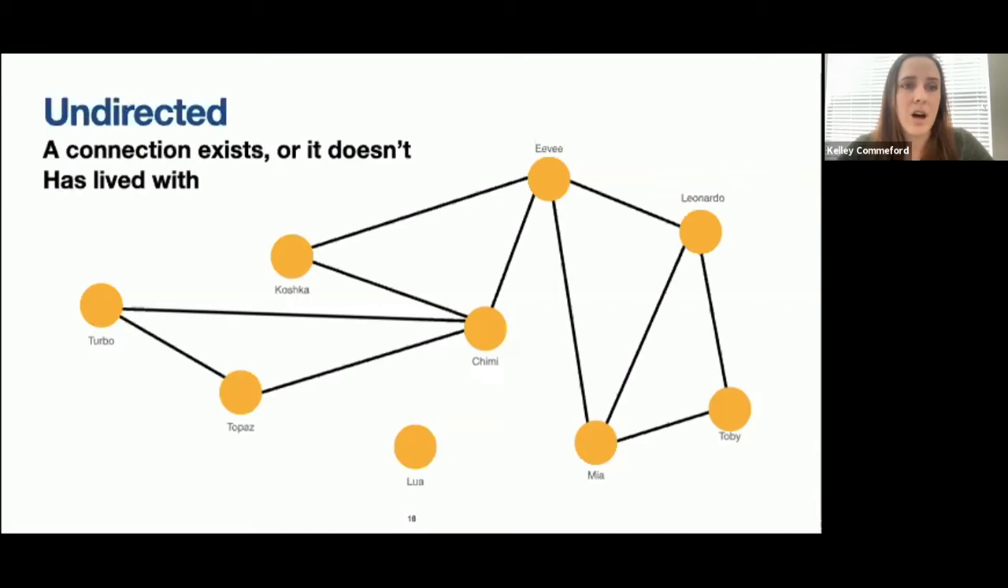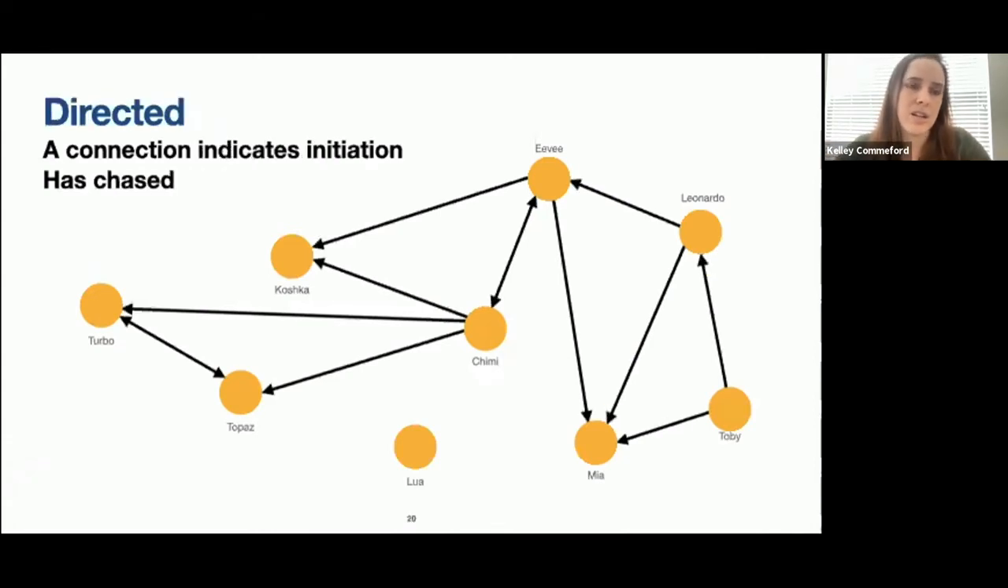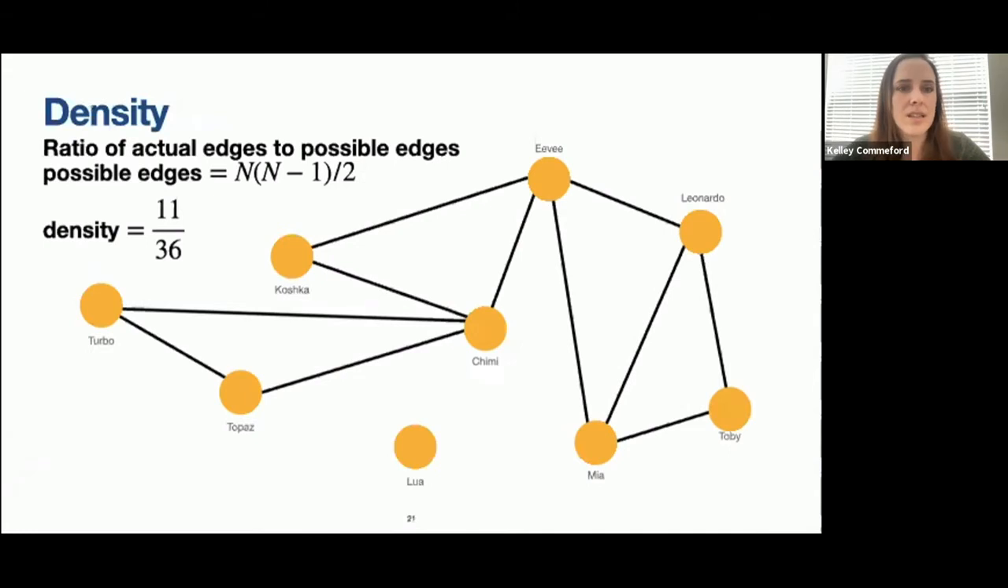These networks can be undirected, where the connection either exists or it doesn't. The cats lived together. Or it can be directed, where that connection indicates who initiated it. So "has chased" is an example because there's very clearly one cat doing the chasing. There's a directionality to it. We can then talk about the density of the network. The density is the ratio of actual observed edges to the possible edges that could exist if every cat was connected to every other cat. So here we have 11 edges and there are 36 possible connections. So our density is 11 over 36.